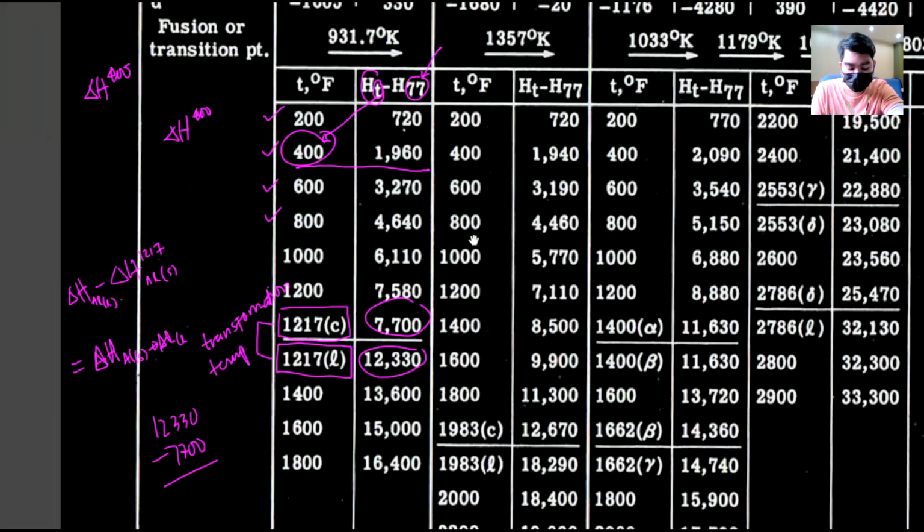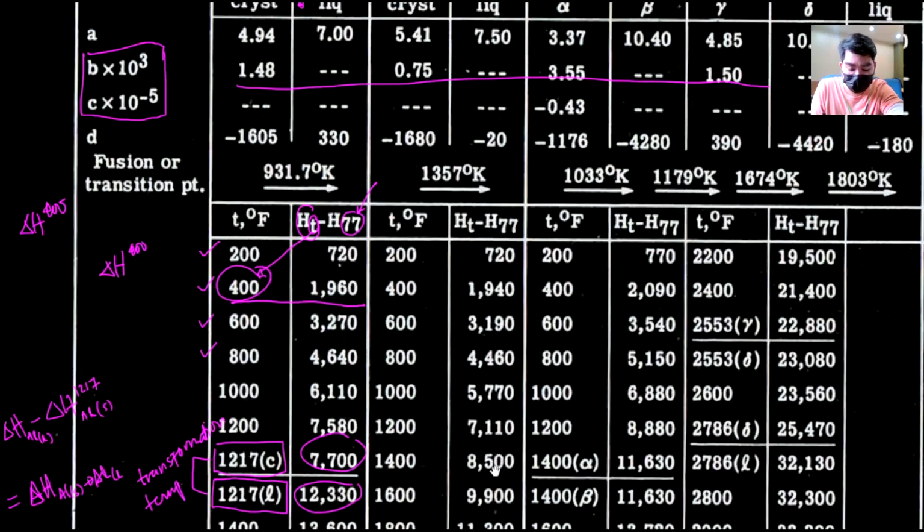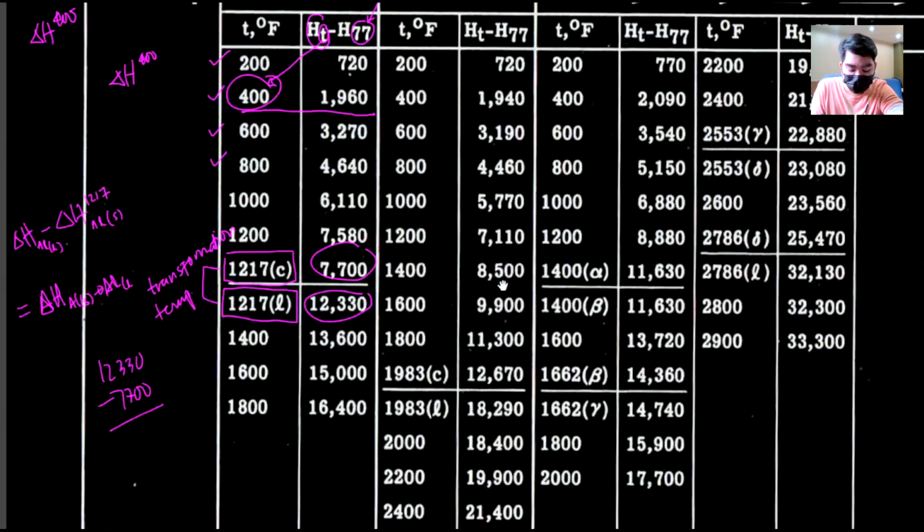Yun lang siguro yung mga important features nito. Whenever you see this line, this just means na meron kang transformation occurring. So again, this is for copper. You look at copper, this is degrees Fahrenheit. So that's 983. That is your melting temperature or your transformation temperature from solid crystal to liquid. Okay, tapos ito yung associated.